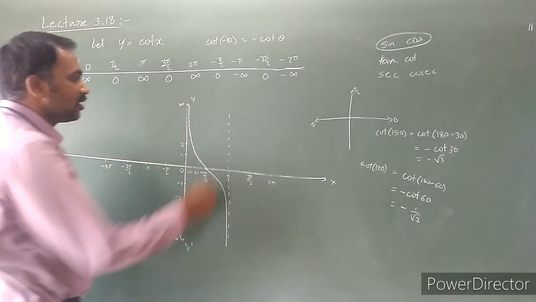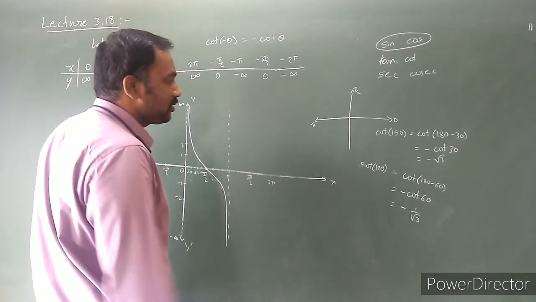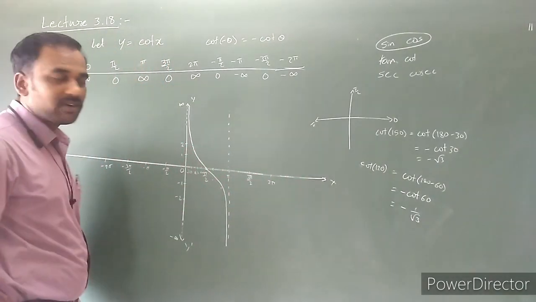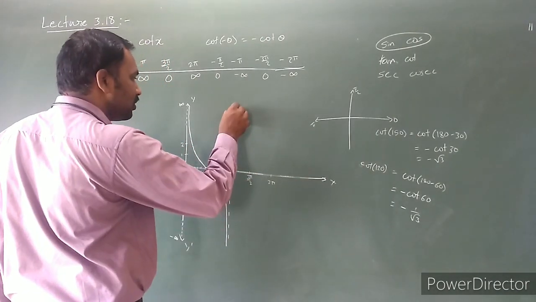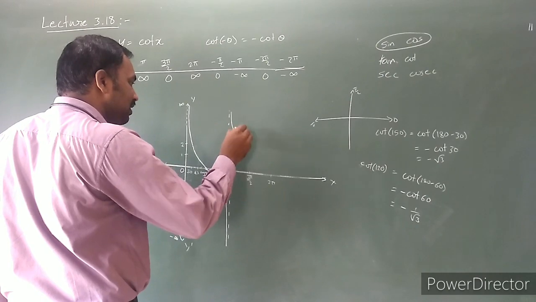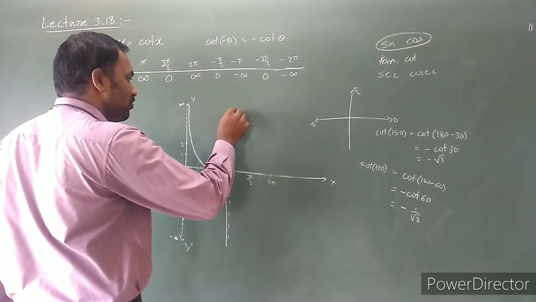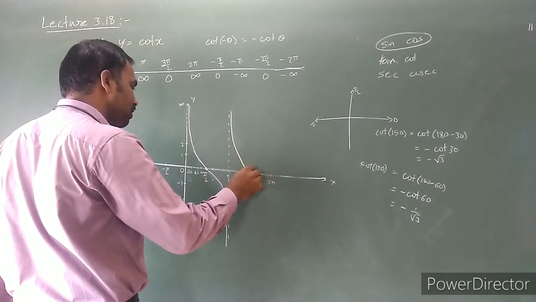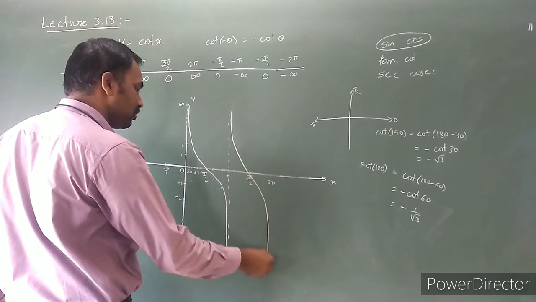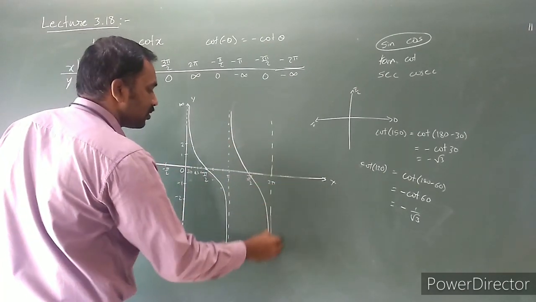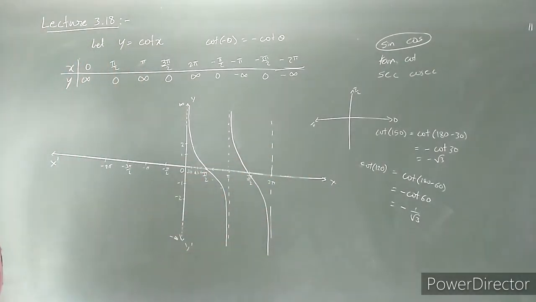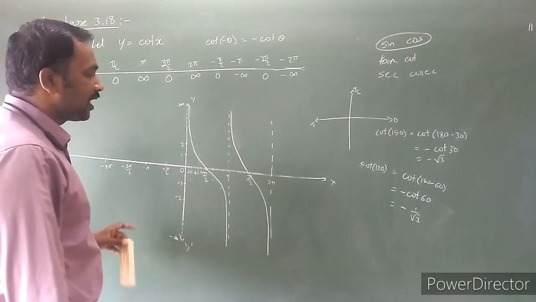In the same manner, pi to 3 pi by 2: which quadrant? Third quadrant. In the third quadrant cot is positive. So I am just going to draw directly the graph of the cot function. Here the same values carry over. Next, come to the negative side. Come for the negative values. What do we get? Check.